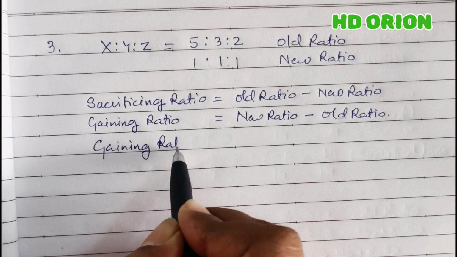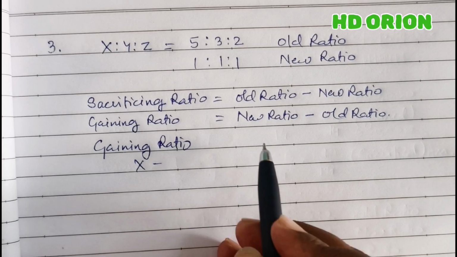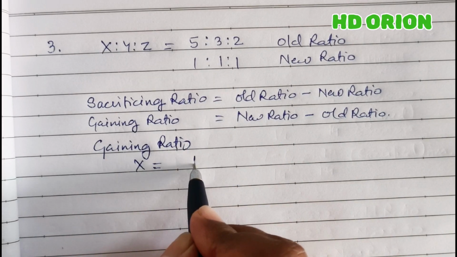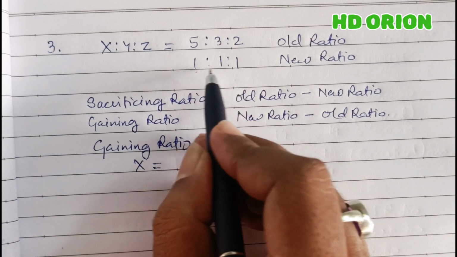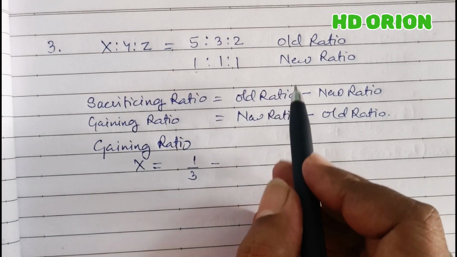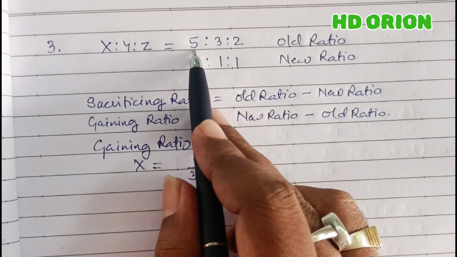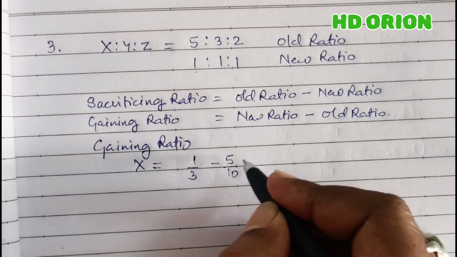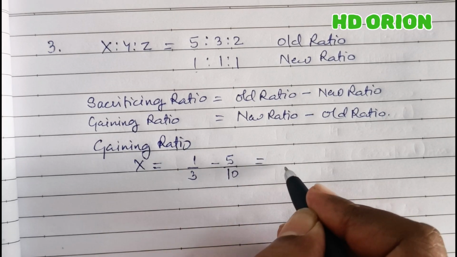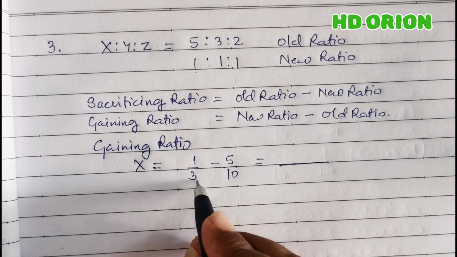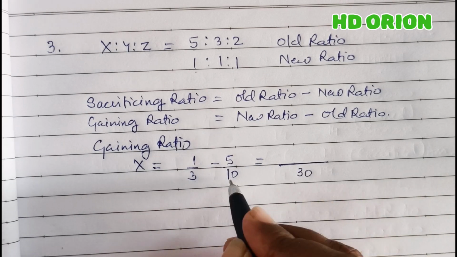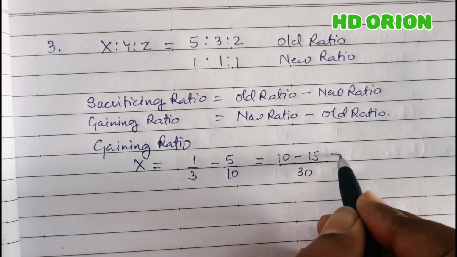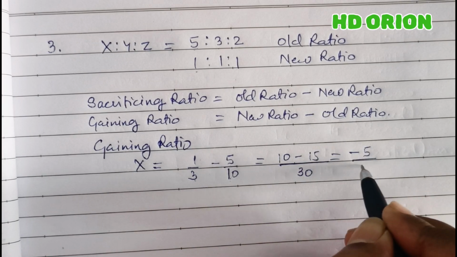Gaining ratio for partner X: new ratio minus old ratio. New ratio is how much? 1/3, that is 1 divided by 1 plus 1 plus 1, which is 3. Minus the old ratio for X, which is 5 divided by 5 plus 3 plus 2, that is 10. That is 5/10. And now, 3 into 10 is 30. Then 10 into 1 is 10, minus 3 into 5 is 15. So the answer is minus 5/30.